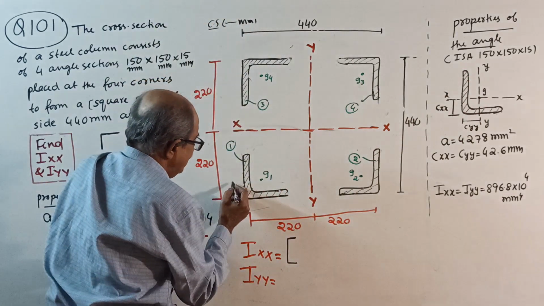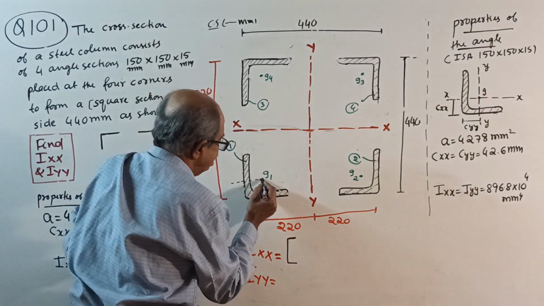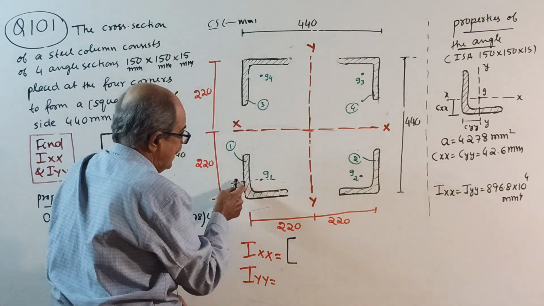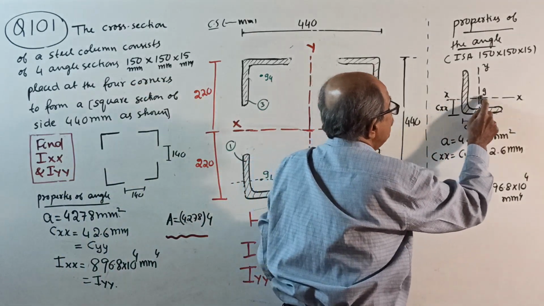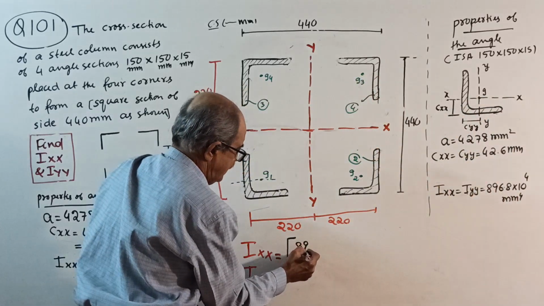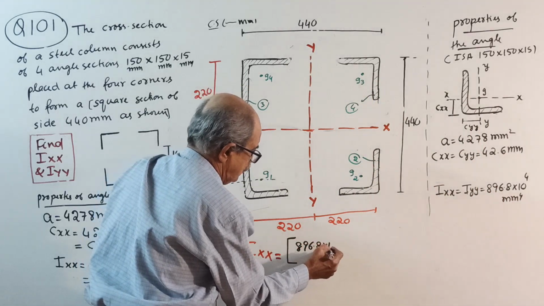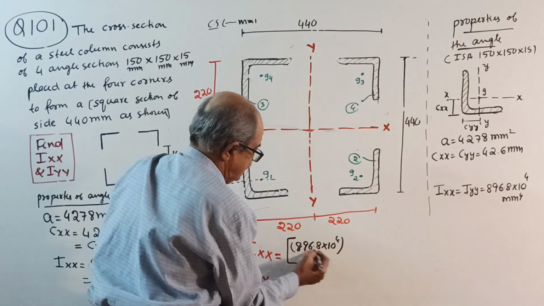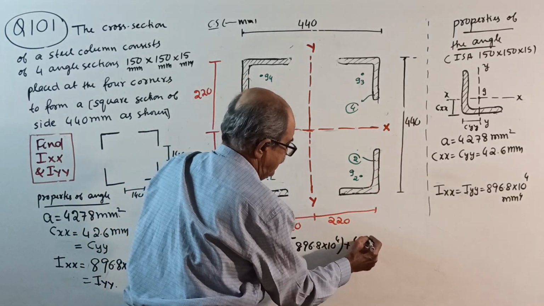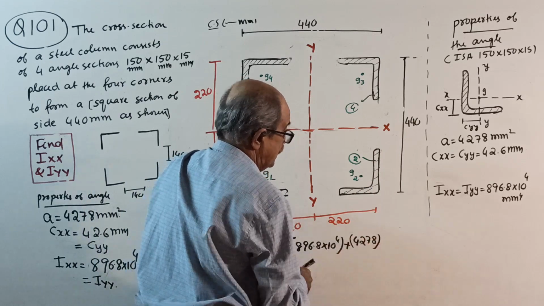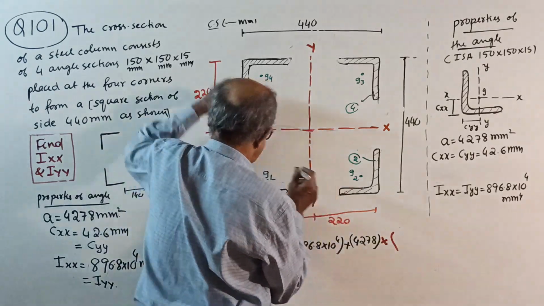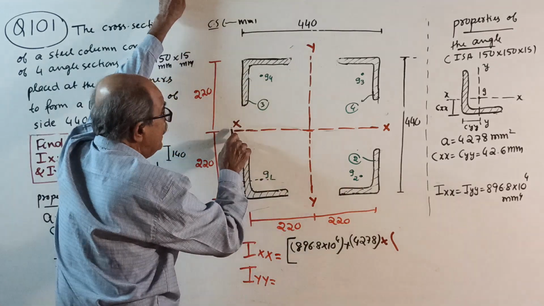See, I about its own centroidal axis parallel to the x-axis. I about this x-axis is 896.8 × 10^4, that is Ig, plus the area of this angle. How much is it? 4278 is the area, multiplied by what? The square of the distance from the centroid of the angle to the required axis.